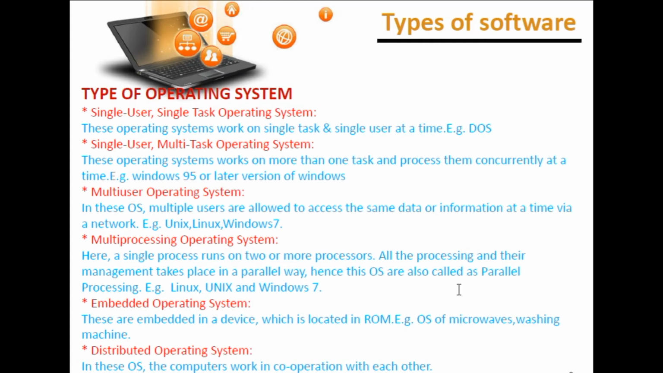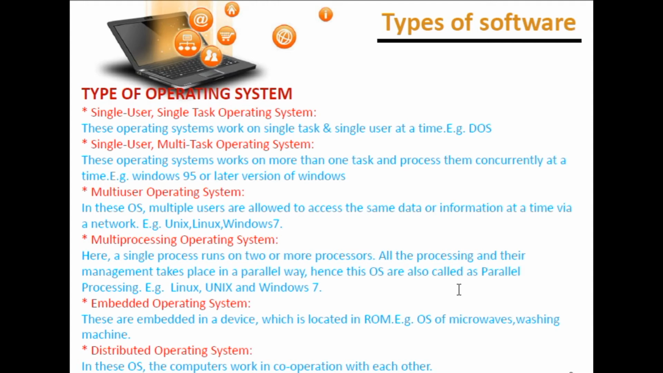Now, multi-processing operating system. Here a single process runs on two or more processors. All processing and management tasks take place in a parallel way, hence the operating system is also called parallel processing. Linux, Unix and Windows 7 are examples of multi-processing operating systems. Multi-processing means multiple processes can run at one time, and this is known as a multi-processing operating system.